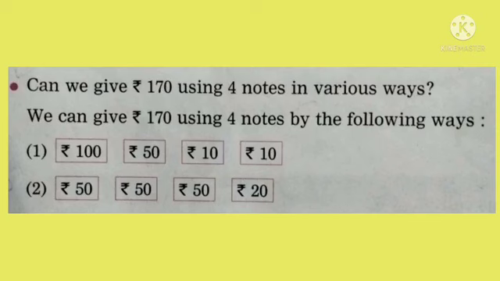Can we give rupees 170 using 4 notes in various ways? We can give rupees 170 using 4 notes by the following ways. First, rupees 100 plus rupees 50 plus rupees 10 plus rupees 10. Second, rupees 50 plus rupees 50 plus rupees 50 plus rupees 20.